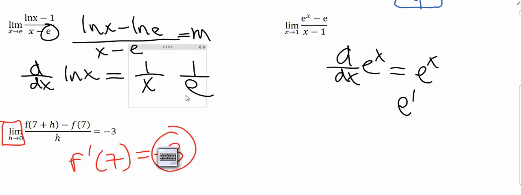Alright, well hopefully this jarred your memory on limits a little bit, and we'll try some derivatives next.